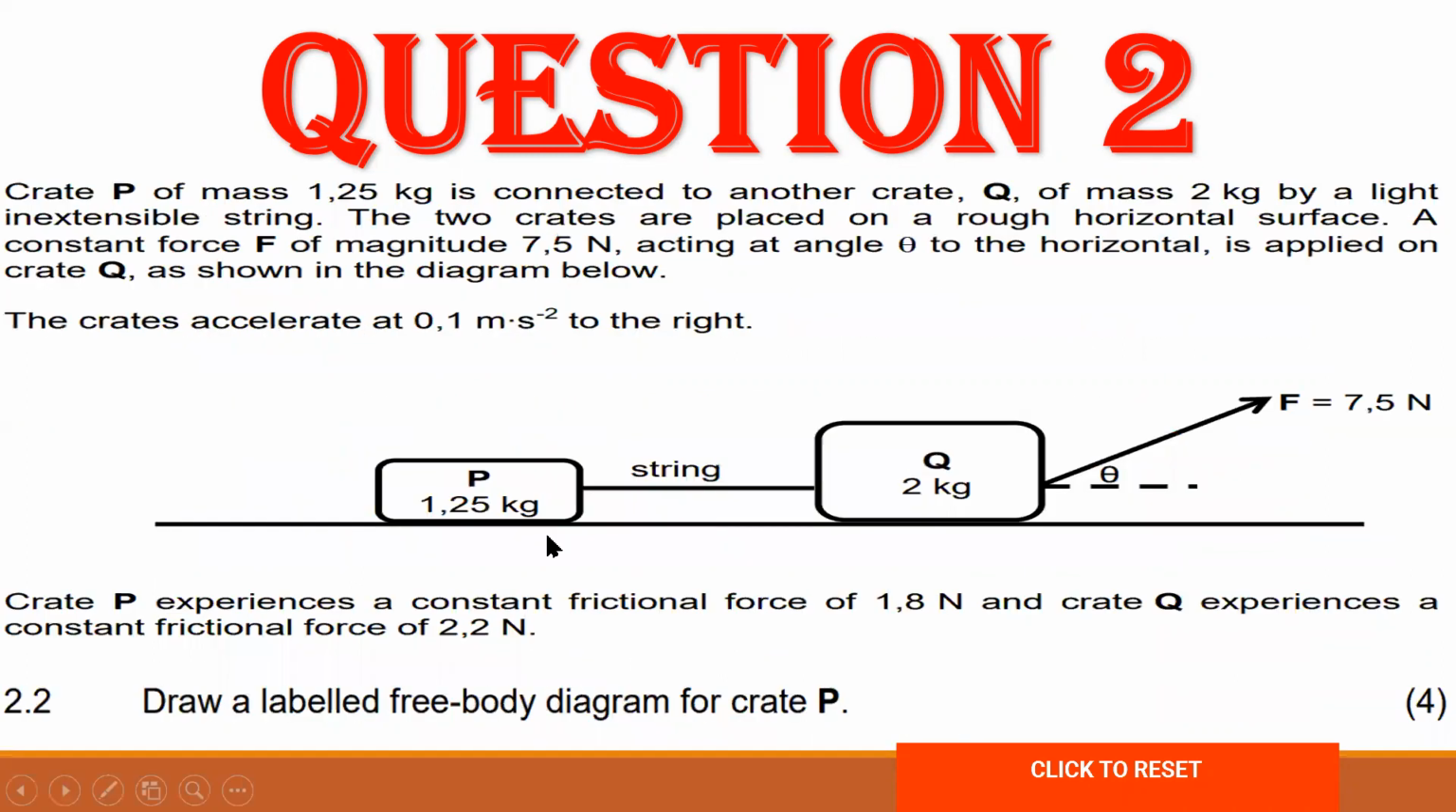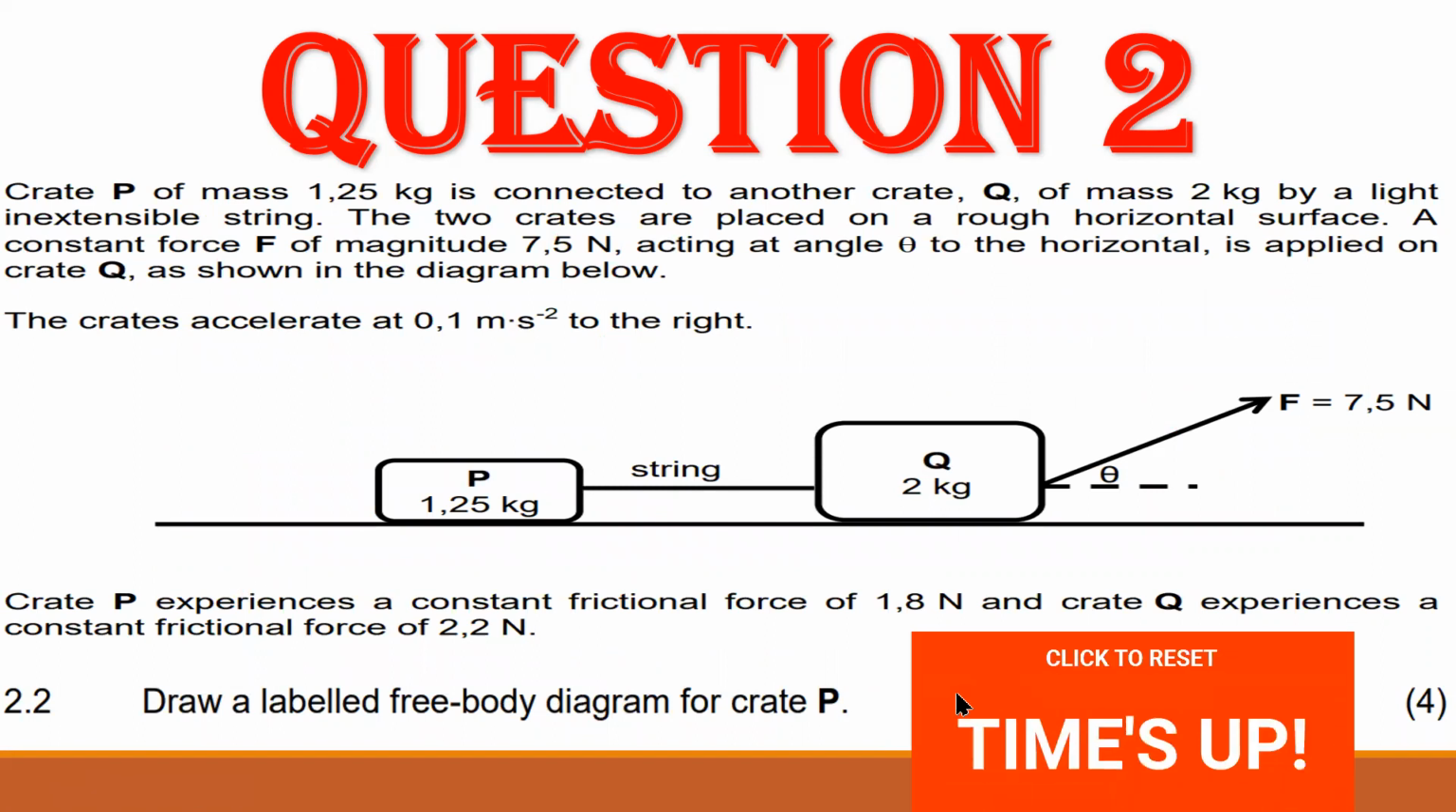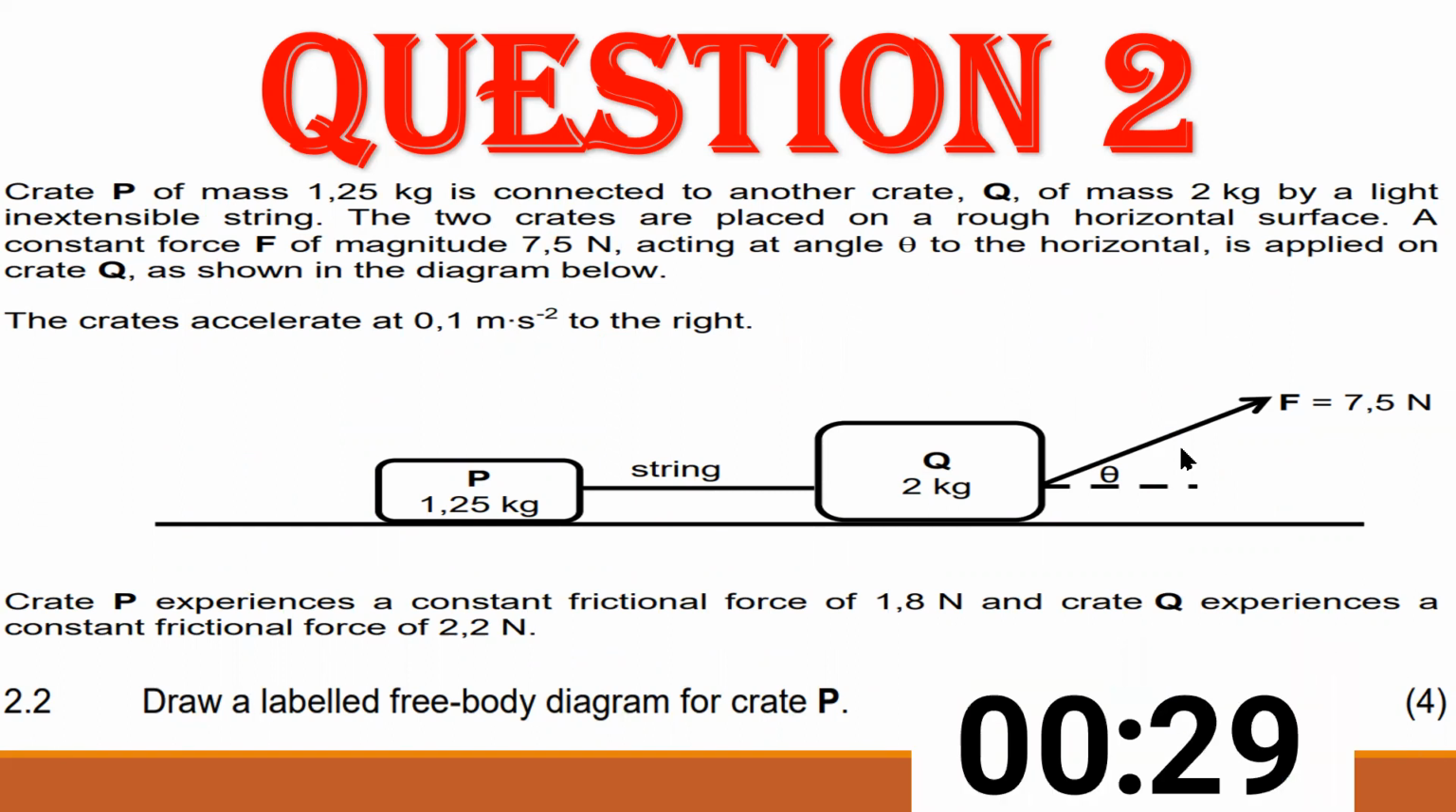Let's see what else they are asking. Question 2.2 is coming now. You are going to get your 30 seconds for this question also. Draw a labeled free body diagram for P. Okay, this is our question. Just think about that. What force is acting on object P? And then we are going to draw the free body diagram. Your 30 seconds start. So please try.